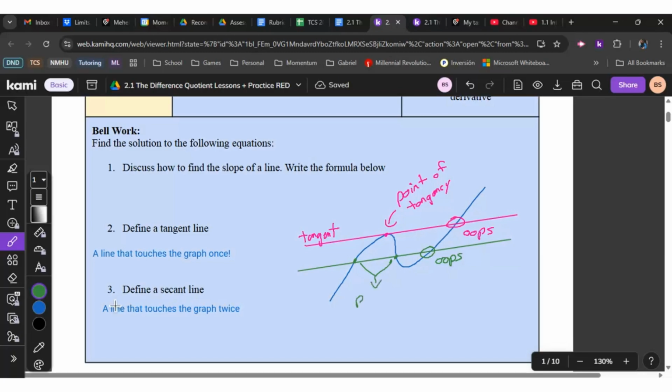So here, these would be my points of secant. Let's call it secantry. No, secancy. Are you making up terms? I'm totally making stuff up. Secancy. I think it's secantry. I don't think so. We're going to look it up later, but all right.